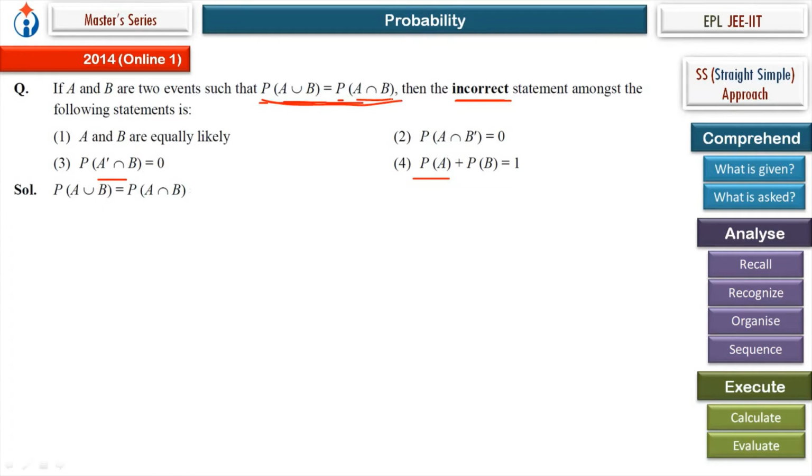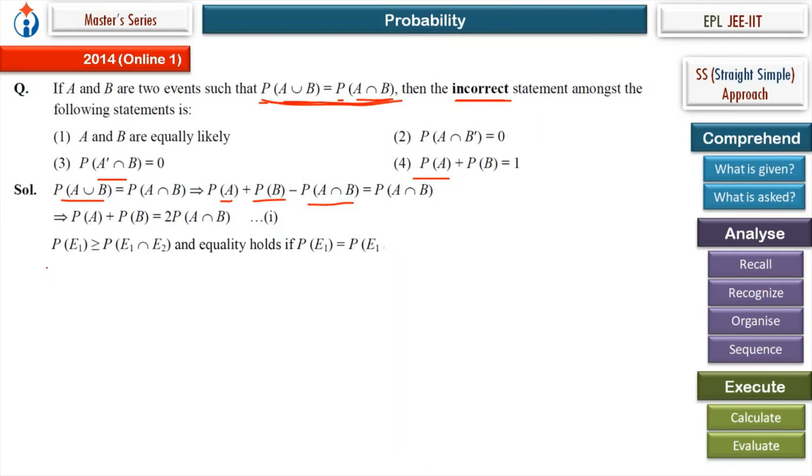So we start with what is given. Now we know that P of A union B is equal to P of A plus P of B minus P of A intersection B. We just put the value here. From here we get P of A plus P of B is equal to 2 times P of A intersection B. Now we recall that probability of occurrence of event E1 is greater than or equal to probability of occurrence of E1 intersection E2. And this equality holds if P of E1 is equal to P of E1 intersection E2.